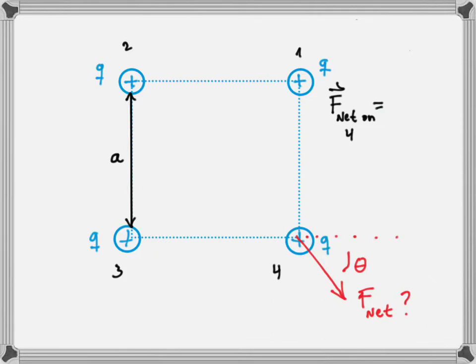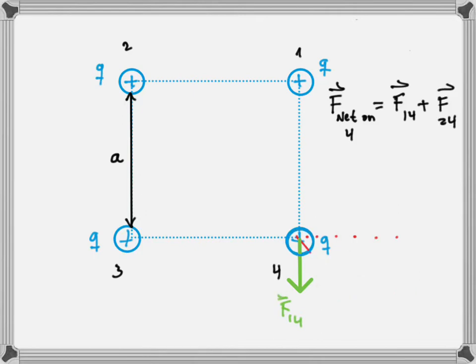So we're looking for the net force acting on charge number 4. That net force is going to be the sum of the force that charge number 1 is putting on charge 4, plus the other forces. This force, as you can see, 1 on 4, is going to be a repulsive force, and acting on 4 it will be a downwards force. So that's our vector F14.